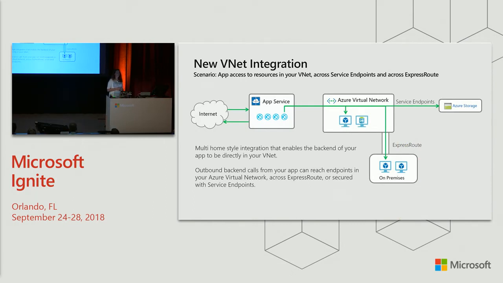There we go. All right, so we have a new form of VNet integration. This is with the multi-tenant app service. This new VNet integration capability is a multi-home style, does not use a VPN, does not use point-to-site. It is essentially putting another interface directly in your VNet. So your app has an IP in your VNet. It is able to access resources across ExpressRoute. It's able to access resources across service endpoints.